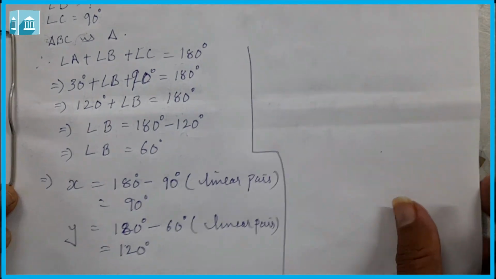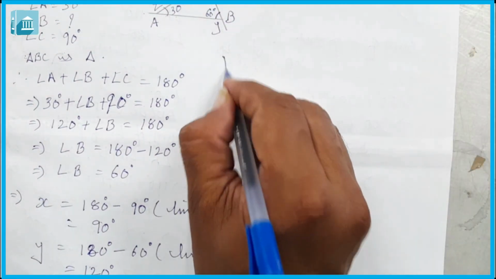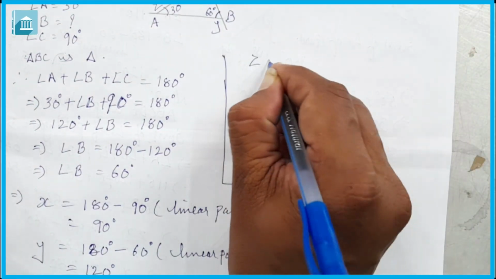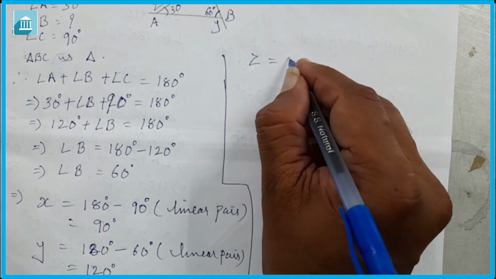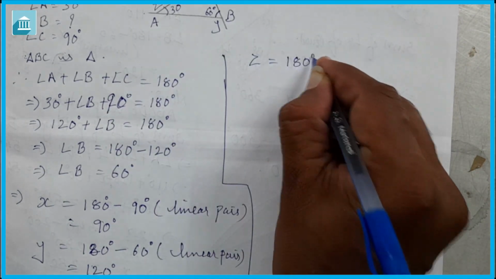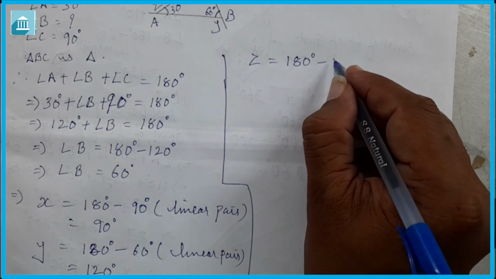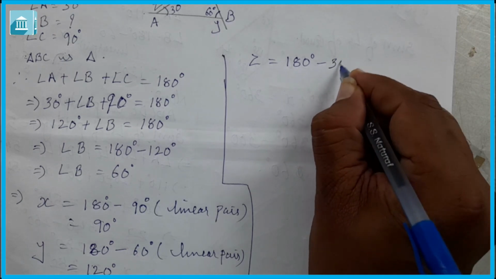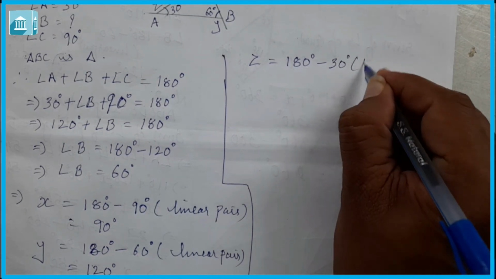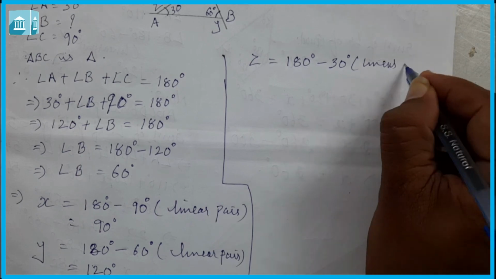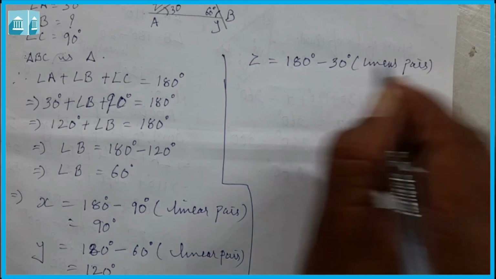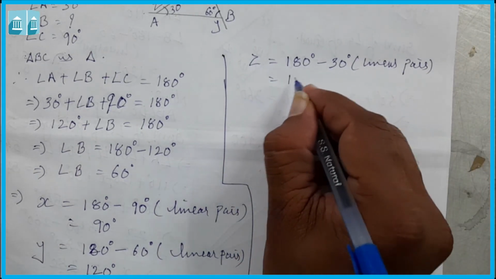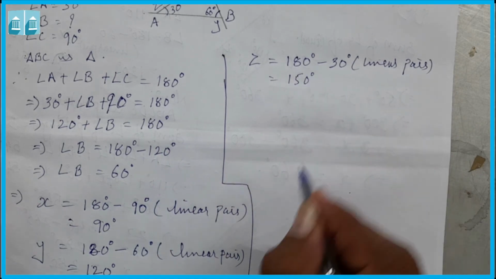Now if we see, z is also equal to 180 degrees minus 30 degrees, because it is again a linear pair. Therefore 180 degrees minus 30 degrees is equal to 150 degrees.